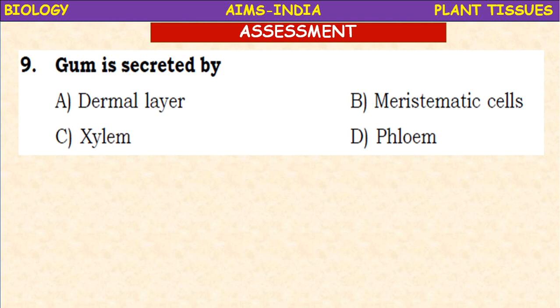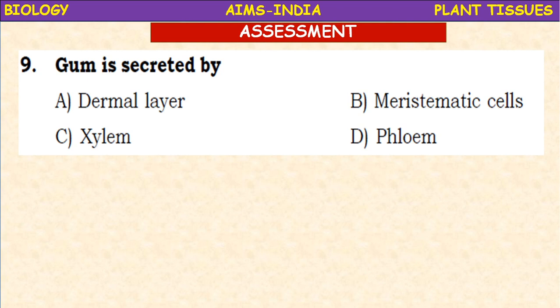Gum is secreted by... Gum is an ergastic substance. The gum, latex, resins, these are all ergastic substances, unwanted substances. Of course they also serve certain functions, like they help the plant protect itself from herbivorous animals because they are differently tasted. And this gum particularly secretes at the wounded parts of the plant, helping in healing.